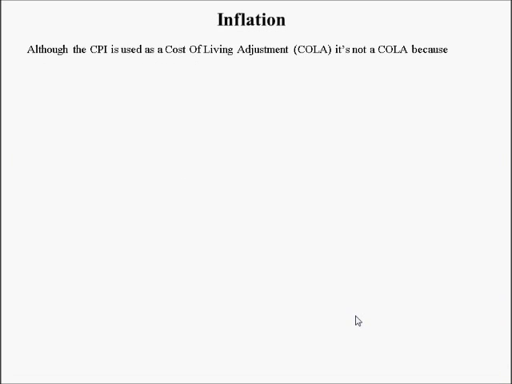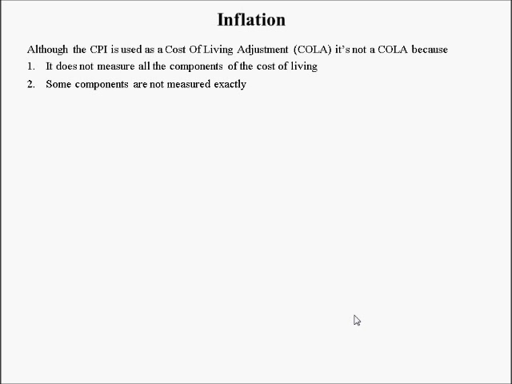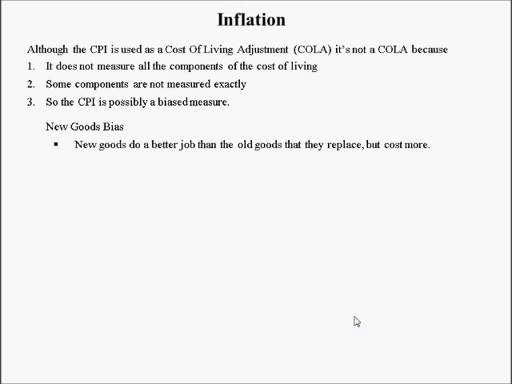Although CPI is used as a cost of living adjustment, COLA, it's not a COLA because it does not measure all the components of the cost of living. Some components are not measured exactly. So the CPI is possibly a biased measure. There's what we call new goods bias. New goods do a better job than the old goods that they replace, but they cost more. The arrival of new goods puts upward bias into the CPI.